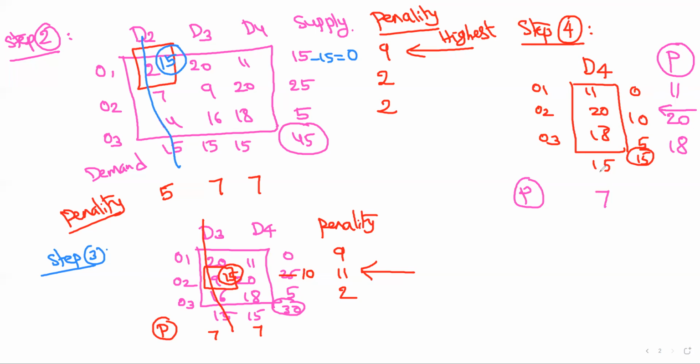Inside also we have 20. The allocation of 10 and 15 is 10. So here, we are still left with 5. Step 5.